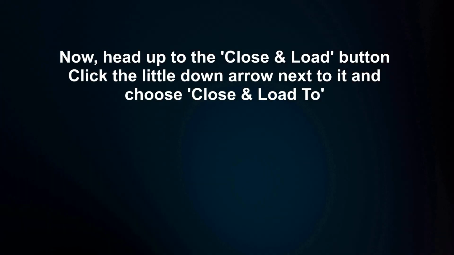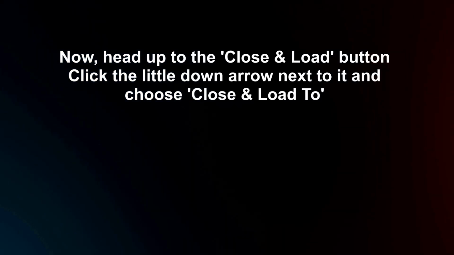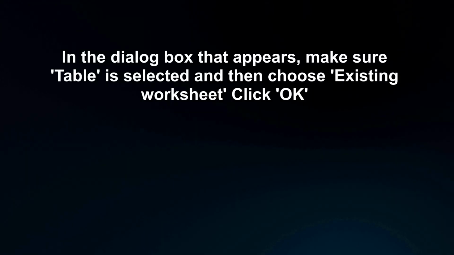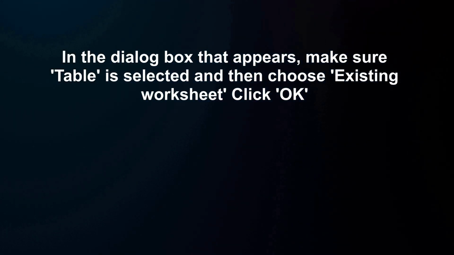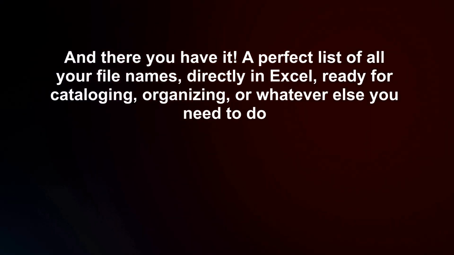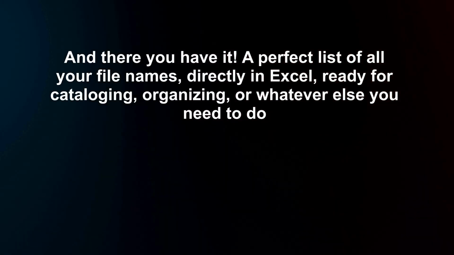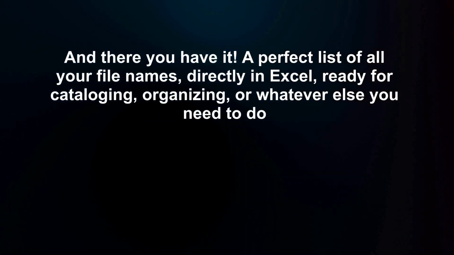Now, head up to the Close and Load button. Click the little down arrow next to it and choose Close and Load To. In the dialog box that appears, make sure Table is selected and then choose Existing Worksheet. Click OK. And there you have it, a perfect list of all your file names, directly in Excel, ready for cataloging, organizing, or whatever else you need to do.